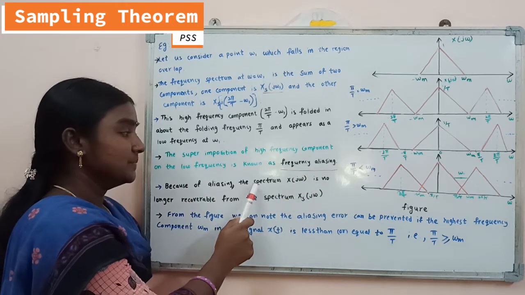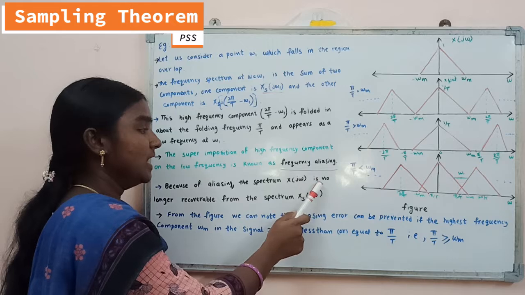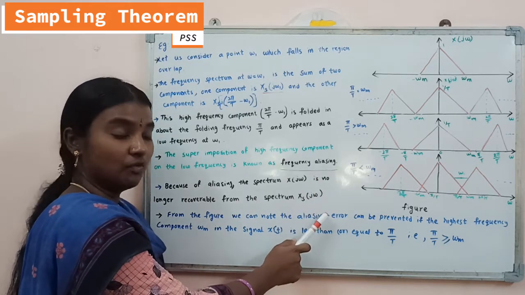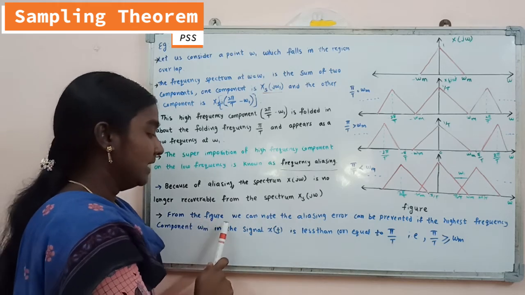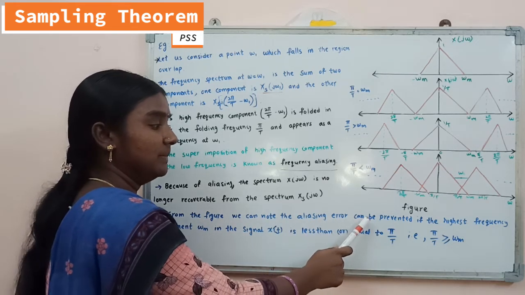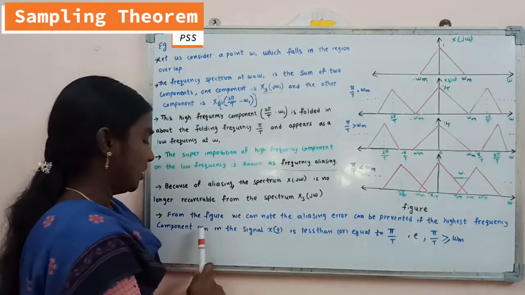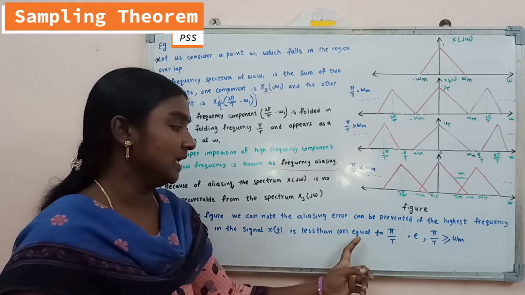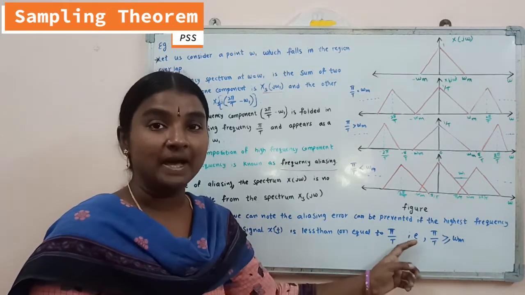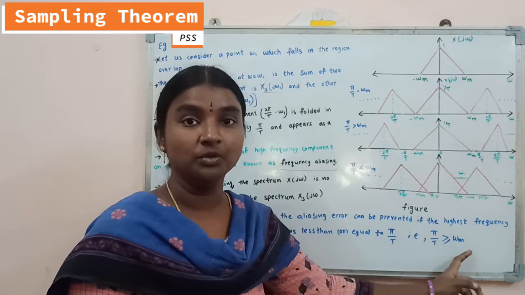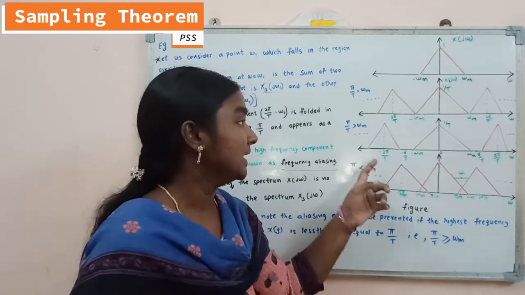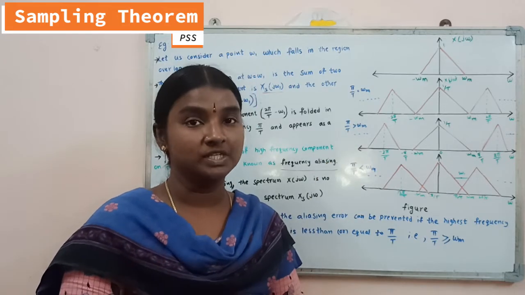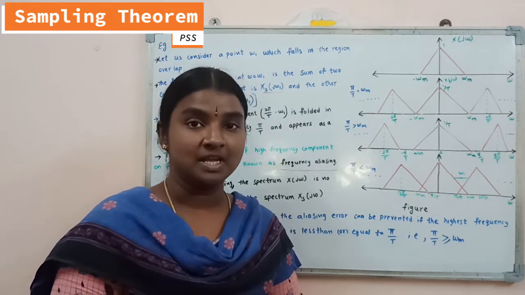Because of aliasing, the spectrum X of j omega is no longer recoverable from the spectrum Xs of j omega. From the figure here, we can note that aliasing error can be prevented if the highest frequency component omega m in the signal x of t is less than or equal to pi by T. That is, pi by T must be greater than or equal to omega m. So by considering these two waveforms, we can reconstruct the original continuous time domain signal.